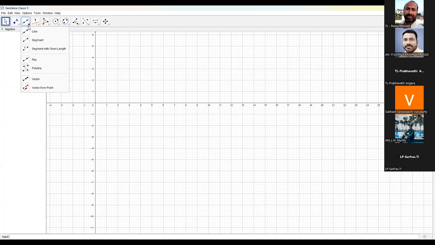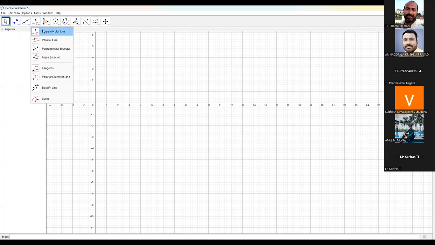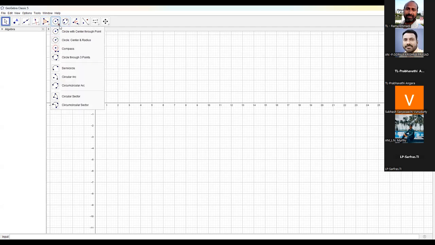Third toolbar is basically for lines. If you want to create a line or a line segment, if you want a particular line segment with given length, then you can use this toolbar. Fourth, if you want a perpendicular line, parallel line, or perpendicular bisector, then you can use this window. So similarly, we have polygon. If you want to create a polygon, regular polygon, or a rigid polygon, then you can use this tool.